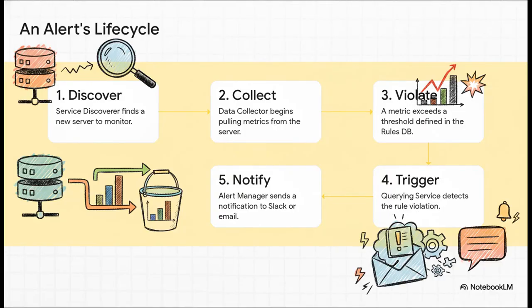Okay, let's put this all together. Let's trace the complete life cycle of a single alert. So step 1, the Service Discoverer finds a new server. Step 2, our data collector gets notified and immediately starts pulling metrics from it. Then, the server's disk I/O suddenly spikes, and that violates a threshold that we've stored in our rules database. The querying service, which is constantly checking these rules, detects the violation and tells the alert manager to fire. And finally, the alert manager shoots a notification straight to an engineer's Slack channel. See that? It's a fully automated, completely seamless flow.